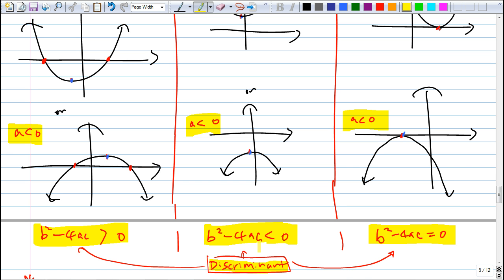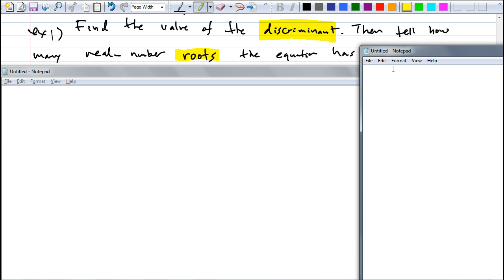Let's do an example, and let's see how they get kind of creative, other than telling them how many solutions you get. Okay, here we go. Take a look at example 1. This is the kind of question you will see tonight. It says find the value of the discriminant. We know how to do that, right? What is the discriminant again? b squared minus 4ac. It's part of the quadratic formula, so you don't have to memorize it.